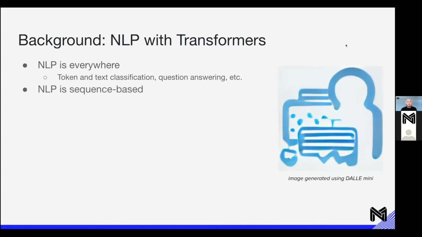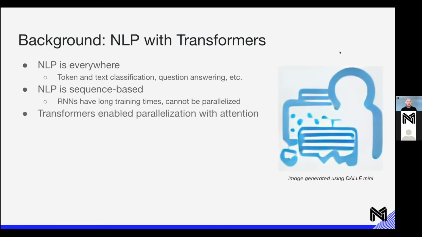The other thing to call out is NLP is sequence-based. So the traditional route for sequences was to use RNNs. Obviously, the problem with RNNs is that they can have long training times. They can be very unstable in training, and they can't be parallelized across these sequences. So it makes it very hard to deploy and to train.